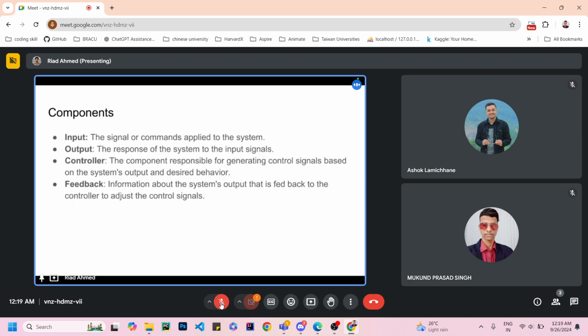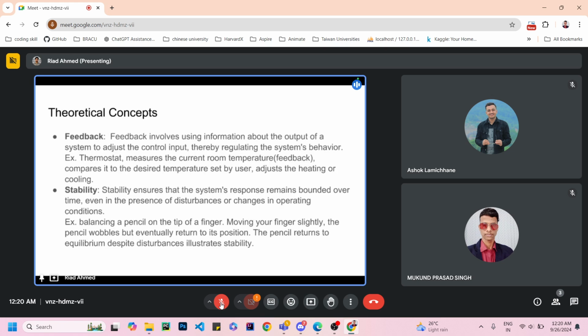I have already talked about these components. You can just read it. Now I want to talk about a specific part, which is called the stability of a system. Stability is very important in any type of controller. You evaluate whether your system is stable or not. So how can we calculate whether a system is stable or not?